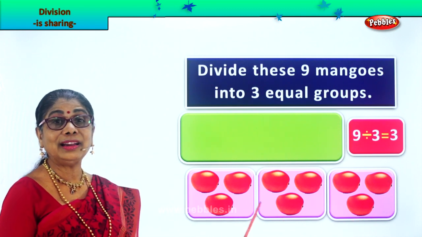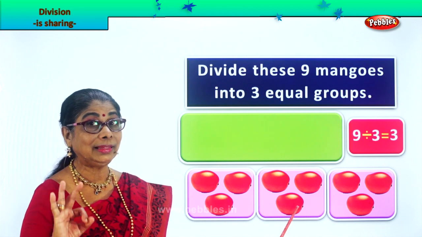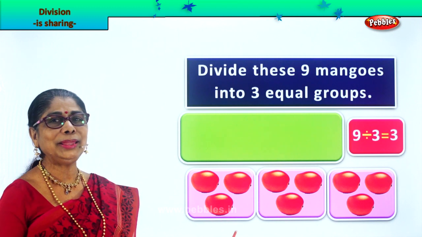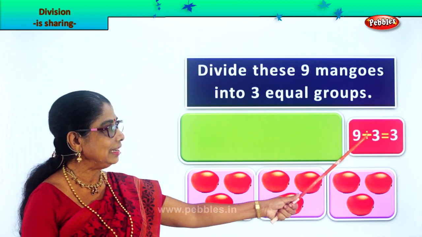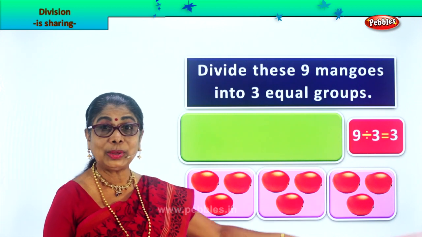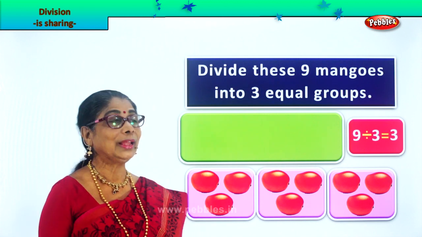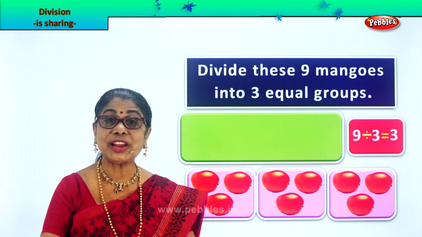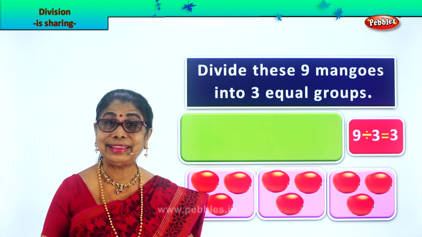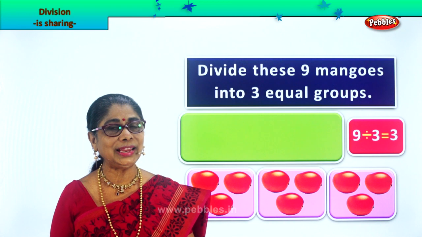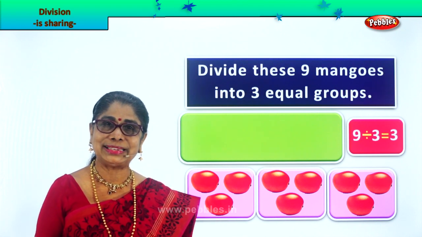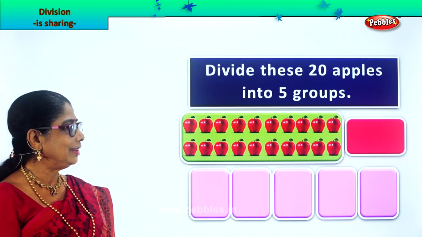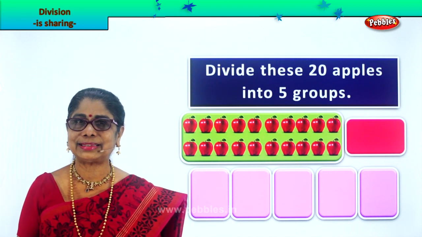9 divided equally between 3 trays gives, each tray has 3 mangoes. 9 divided by 3 is equal to 3. 9 mangoes we divided equally, shared equally. Good. Did you enjoy? Let's look at another sum. Are you enjoying? Good. Look at this.